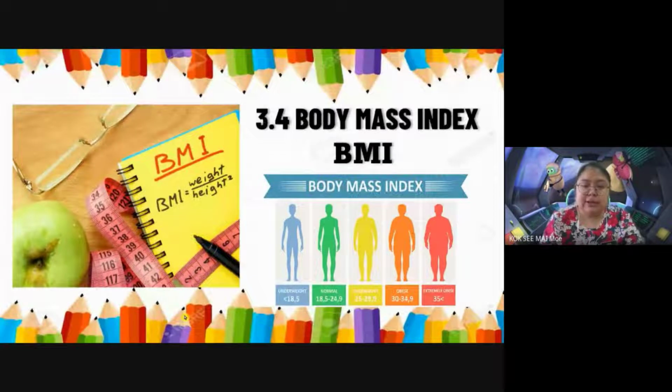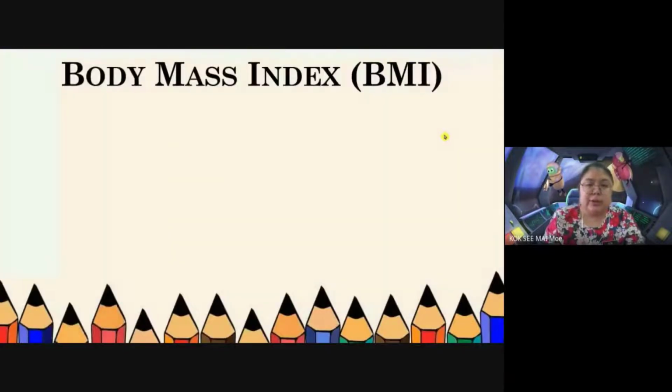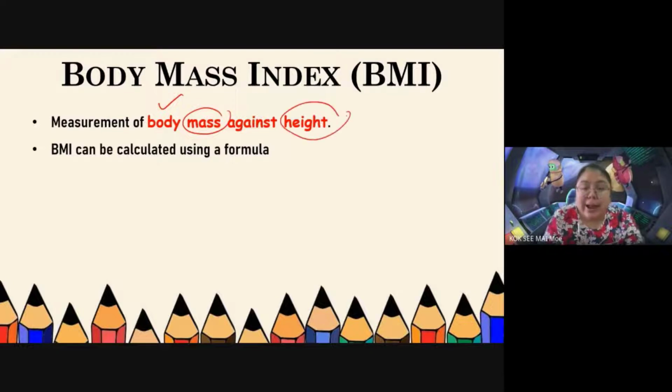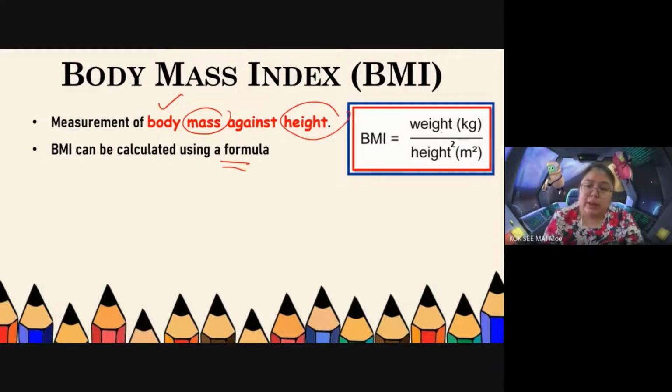Then the last part, 3.4, BMI, body mass index. So what is body mass index actually? You measure the body mass and also the height. After that, the BMI can be calculated using a formula. Let's see the formula. Normally, the question will ask, what is the formula? Then you memorize the formula: weight over your height, then squared.